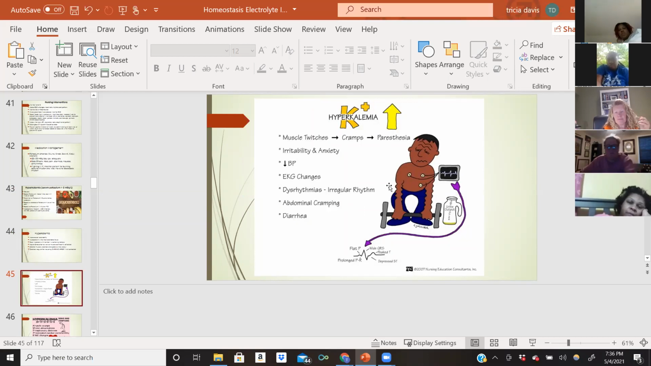So here's another little mnemonic for you. Your patients are going to present with muscle twitching. They can have cramps, paresthesias. Paresthesias are numbness and tingling. They might be irritable. They might be anxious. They might state that they feel like some kind of impending doom. They can't sense what's wrong, but they don't feel right. They can have a decrease in their blood pressure. You're going to see some EKG changes. You're going to have them on that heart monitor.